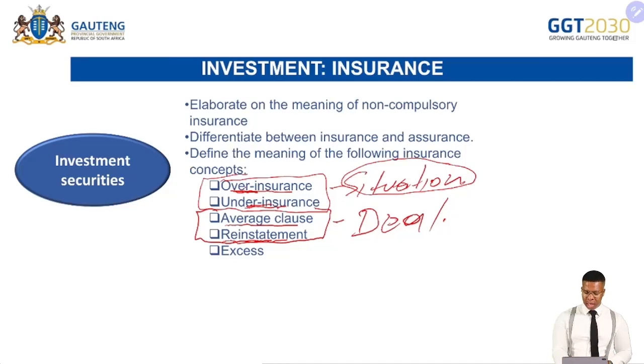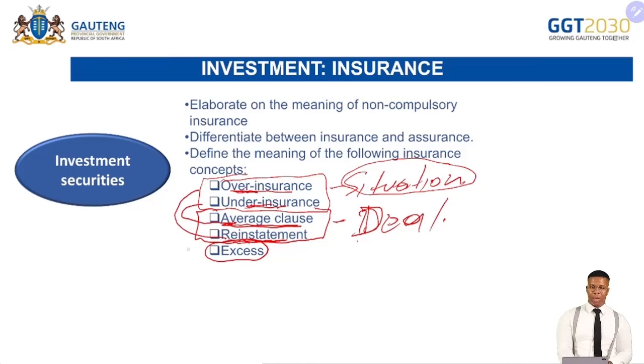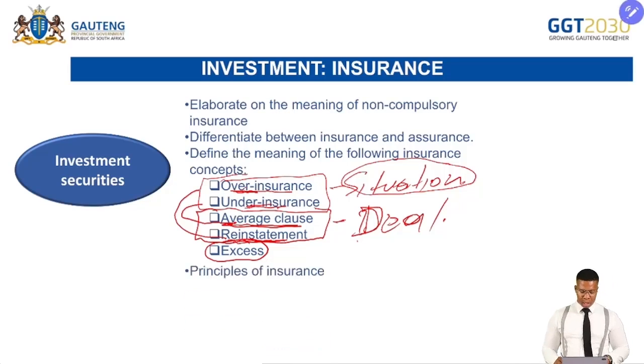However, what is key is to say, how should the insurance company deal with those? The insurance company should implement average loss and reinstatement. Average loss when items are underinsured, reinstatements when items are overinsured. And excess now is the process of claiming for the insurance claim.